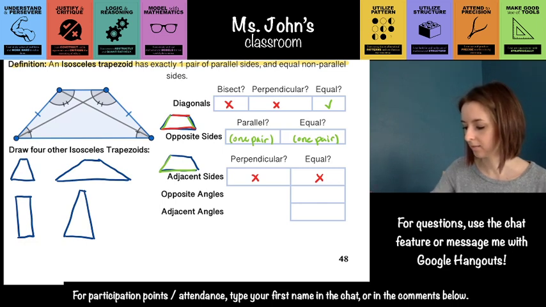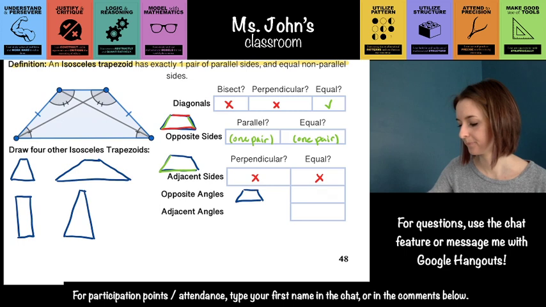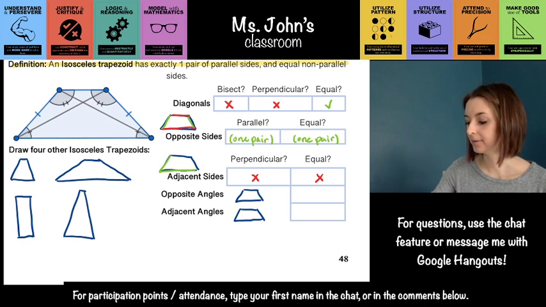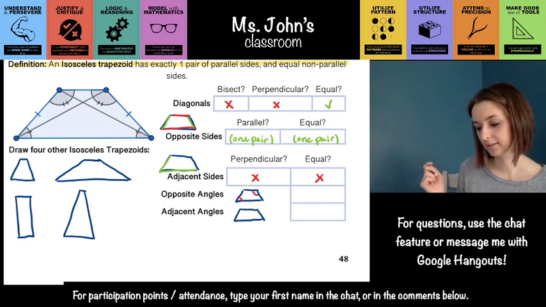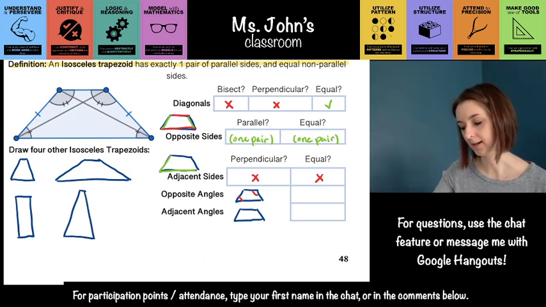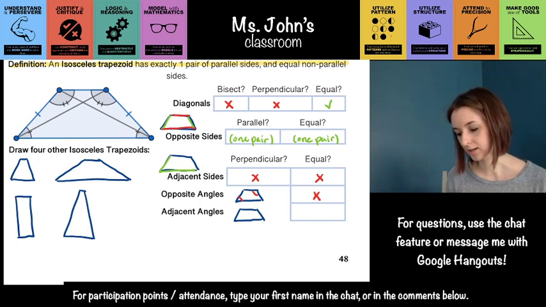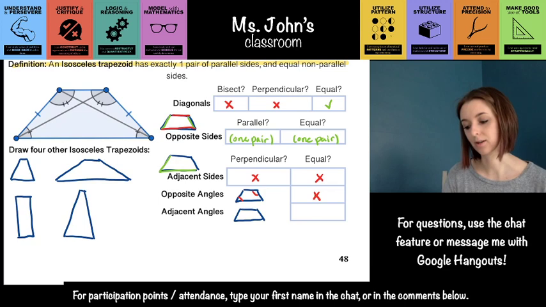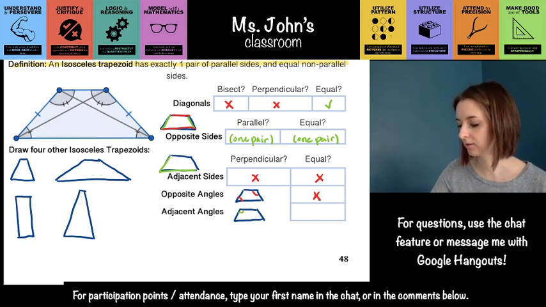For an isosceles, I'm going to have to draw it over here. Ruining my groove. Okay. Opposite angles in the isosceles trapezoid are pretty much not ever equal. I mean, unless it's a rectangle, but this is a no, they're not equal. However, for adjacent angles, there are a couple of pairs that are the same. So these two angles and these two angles are the same.